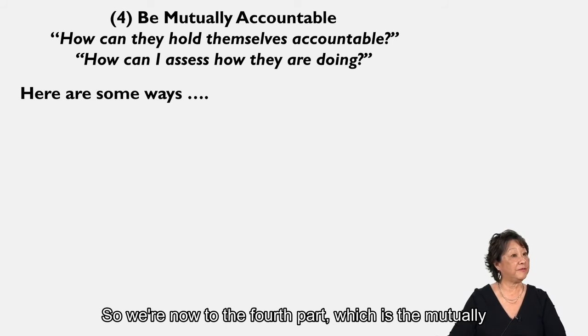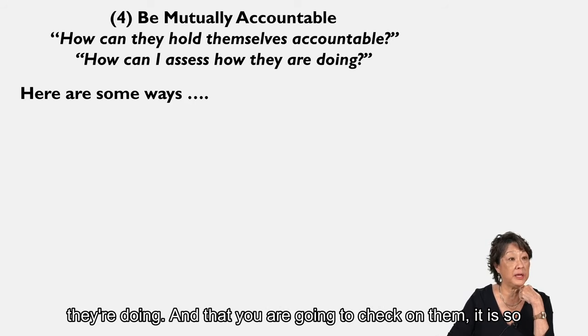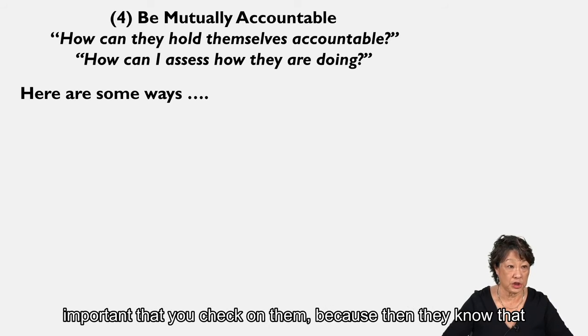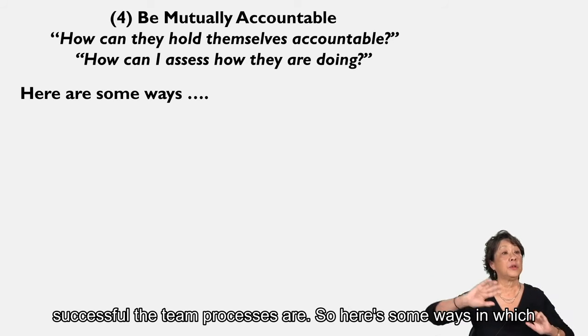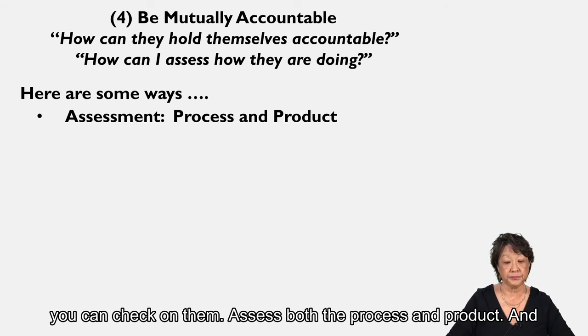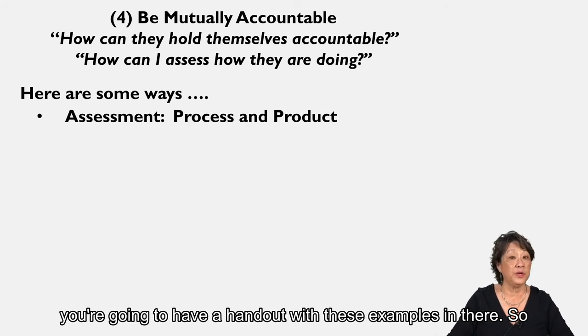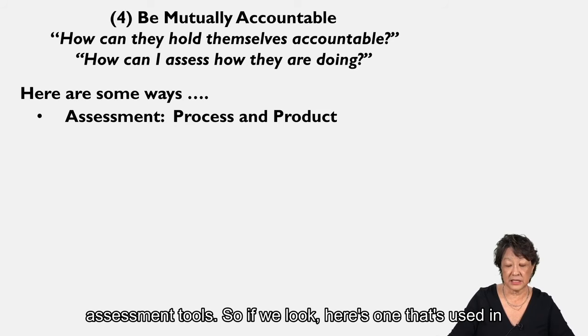So we're now at the fourth part, which is mutually accountable. That means they give you feedback on how well they're doing and that you are going to check on them. It is so important that you check on them because then they know that you really care not only about how good the project is, but how successful the team processes are. So here are some ways in which you can check on them. Assess both the process and product. And you're going to have a handout with these examples in there.